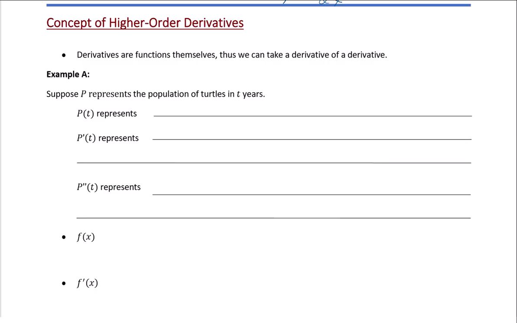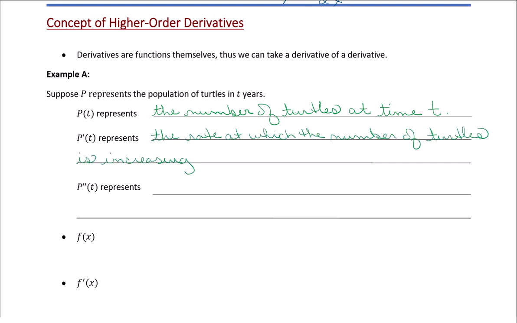Now let's look at the concepts of our higher order derivatives. Now derivatives are functions themselves, thus we can take a derivative of a derivative. So suppose P represents the population of turtles in T years. Then P of T would represent the number of turtles at time T. P prime of T, or the first derivative, would represent the rate at which the number of turtles is increasing or decreasing at time T.